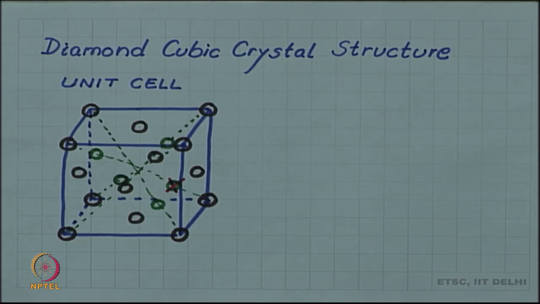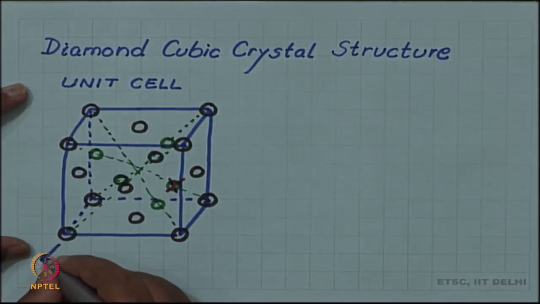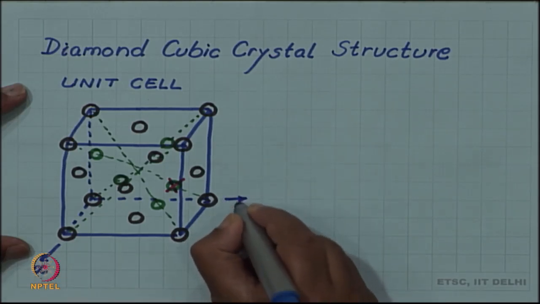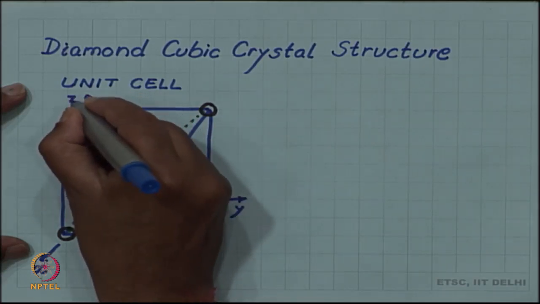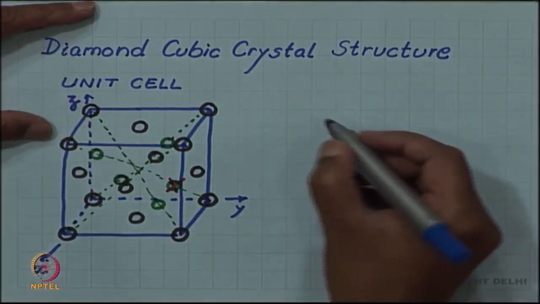So, the whole appearance looks a little complicated. Sometimes a little better clarity comes if we draw it in projection. So, let us try to draw the unit cell in the projection. We will project the unit cell on the xy plane, on the base plane. So, let us try to draw that.